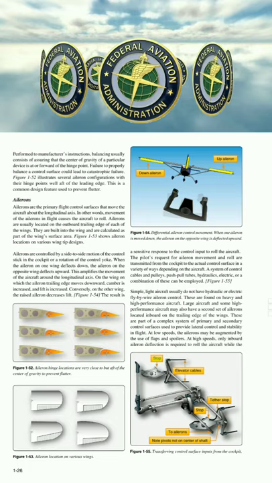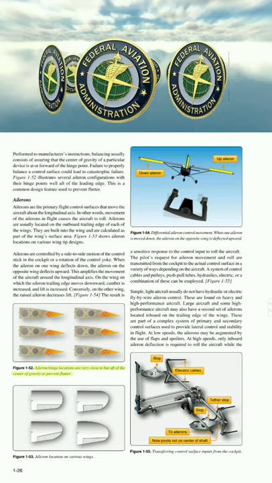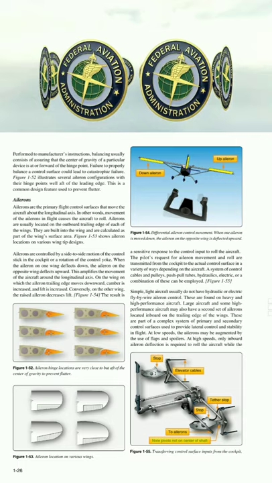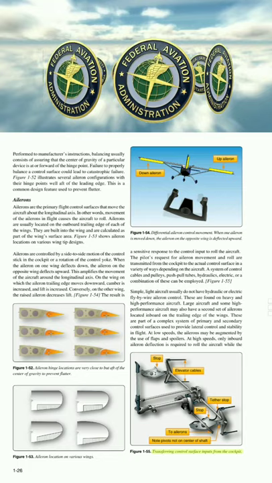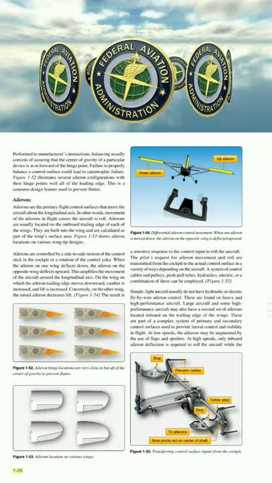Figure 152. Aileron hinge locations are very close to, but aft of the center of gravity to prevent flutter. Elevator cables. The ailerons. Note pivots not on center of shaft. Figure 155. Transferring control surface inputs from the cockpit. Figure 153. Aileron location on various wings. 126. Other control surfaces are locked out or remain stationary.